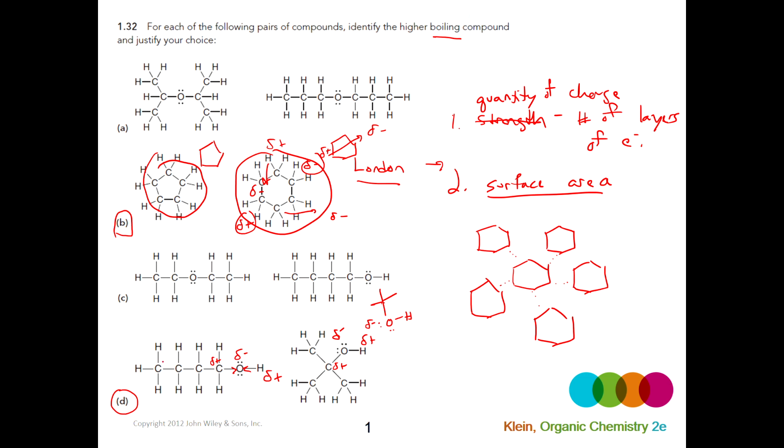Same thing here. 4-carbon chain. 1, 2, 3, 4. Fourth carbon's bonded to an OH. The oxygen can attract to the hydrogen, partial negative, partial positive. This oxygen can attract to this hydrogen, partial negative, partial positive. So hydrogen bonds are going to exist in both instances.